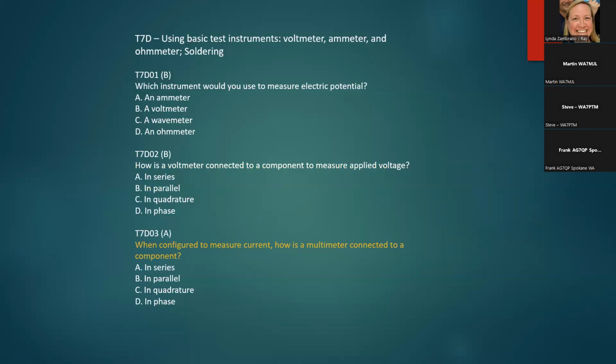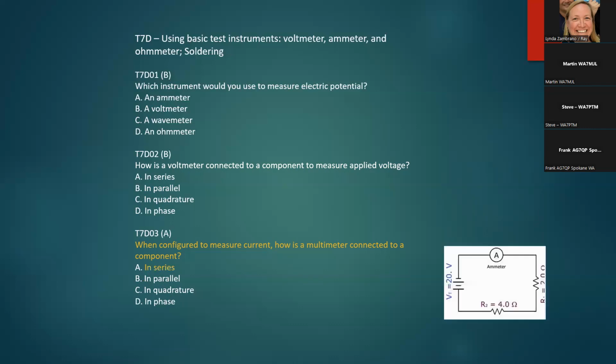D3, when configured to measure current, how is a multimeter connected to the component? Again, you've got answer C and D here, which really don't make any sense, but A and B do. And the correct answer is you want to measure in series. So, for example, you want to measure the current in this circuit. So you put your meter in series with the components that you're testing.